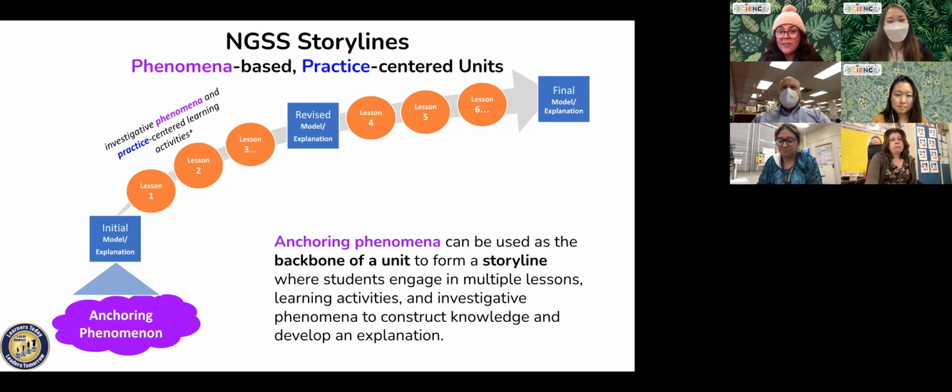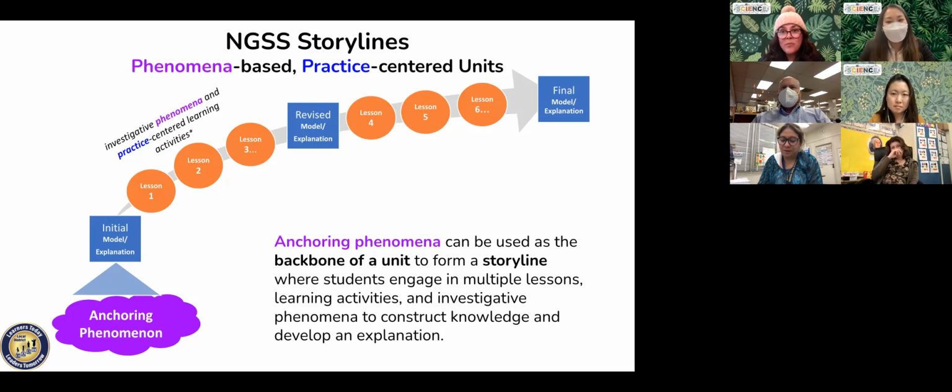So once the anchoring phenomena is launched, the teacher will elicit their initial models and ideas from students through modeling or written explanations. And then plan lessons that students are engaged in one of several of the science and engineering practices. Then students have an opportunity to revise their initial model by adding on or perhaps changing some of their initial ideas that they've built upon.